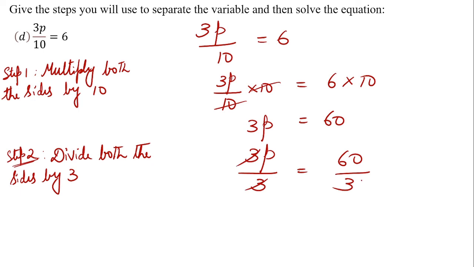3 and 3 gets cancelled. 3 ones are 3, 3 twos are 6, 20. So p is equal to 20.